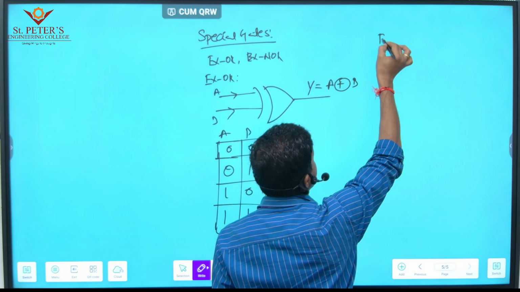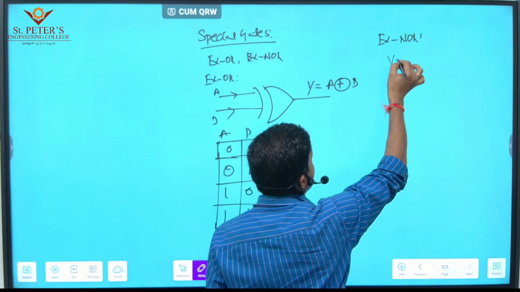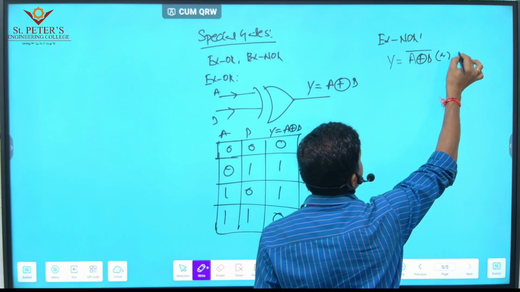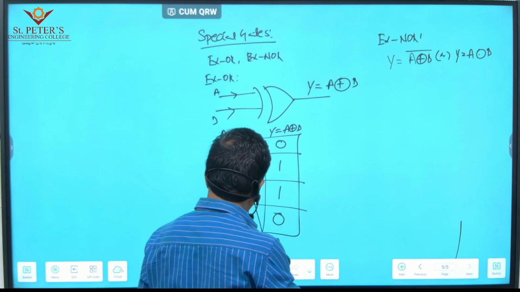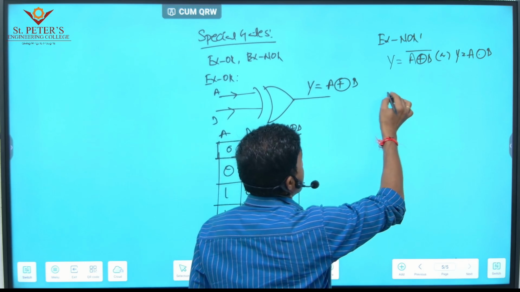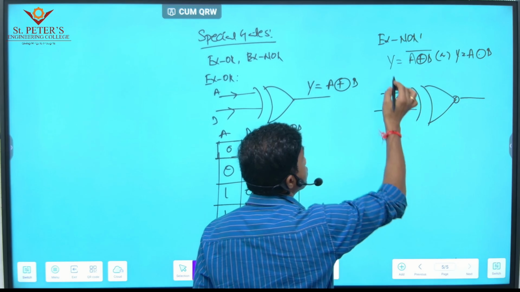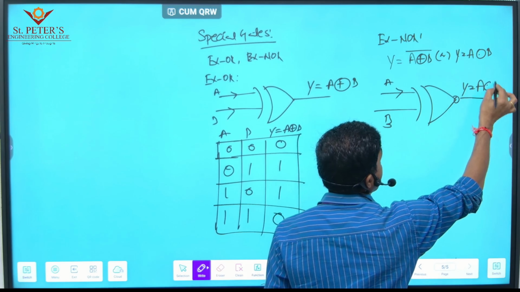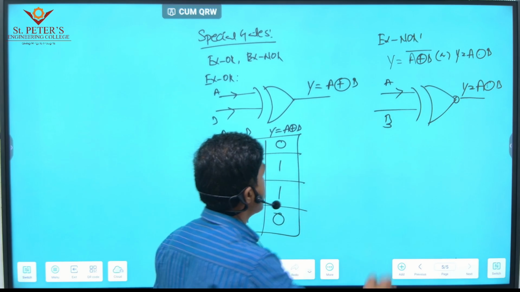Next, the last gate is the XNOR gate. XNOR is a complementation of XOR gate. Here Y is equal to A XOR B complemented, or we can write it as A dot with B in a circle. This is the XNOR gate Boolean expression. This is the symbol of XNOR gate. A, B, Y is equal to A XNOR with B. So XNOR is exactly the complementation of XOR gate.